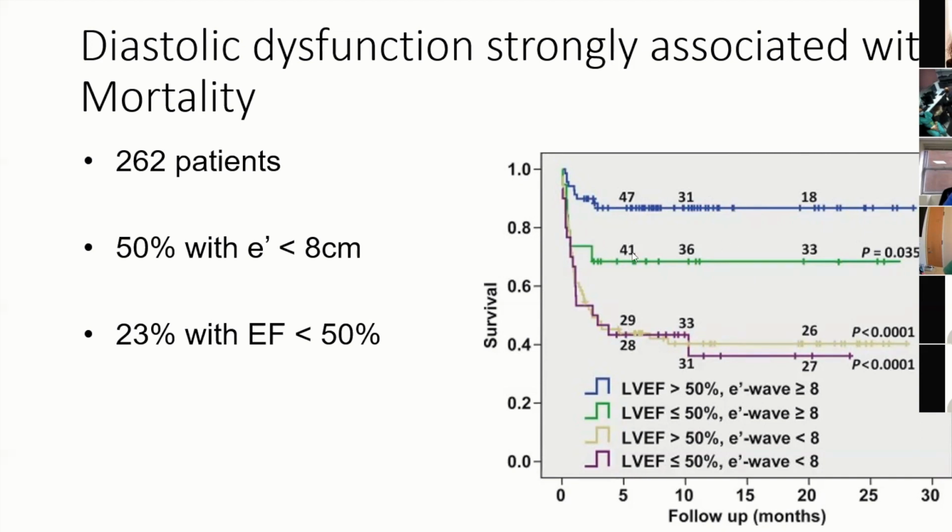The green line here are people who had a low systolic function but normal diastolic function, so essentially isolated systolic dysfunction.